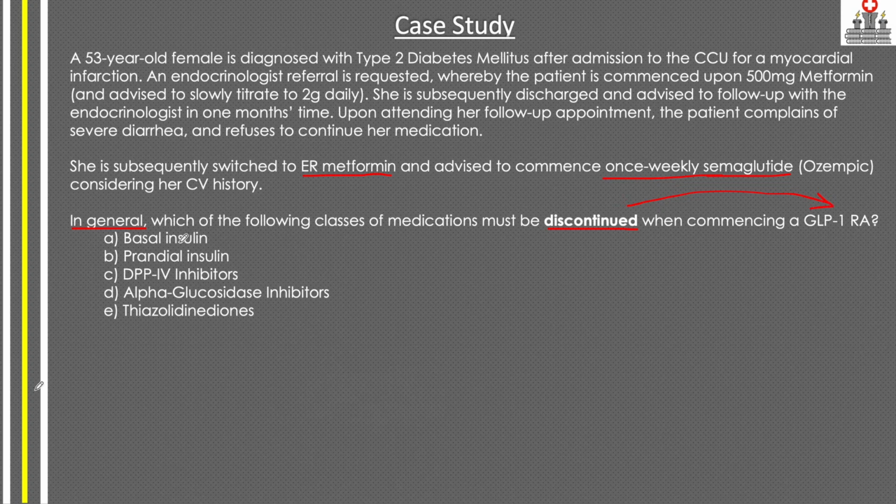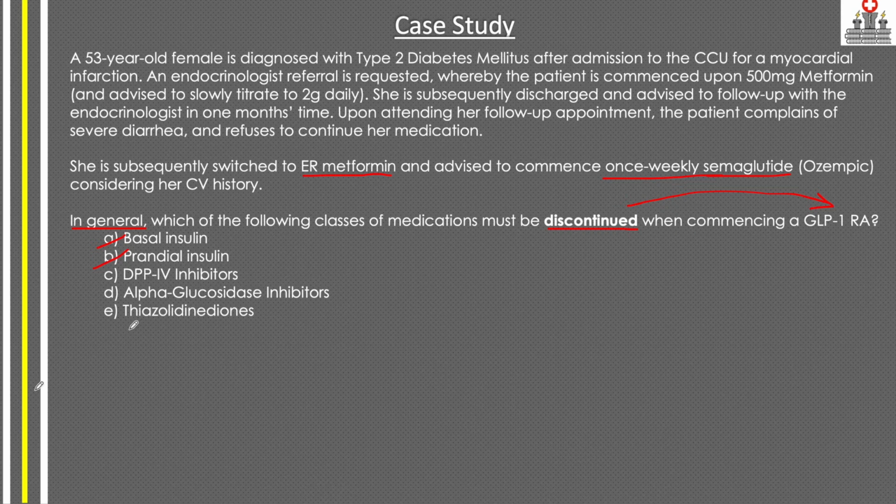Is it basal insulin? Is it prandial or the mealtime insulin? Is it a DPP-4 inhibitor? Is it an alpha-glucosidase inhibitor? Or is it TZD? So as we know, there are medications that exist which combine a GLP-1 receptor agonist with basal insulin. Examples of this are Soliqua or Xultophy. So that is incorrect. And we know that prandial insulin, many patients sometimes require GLP-1 receptor agonists and basal insulin, and even sometimes prandial insulin. We know there's no contraindication to that.